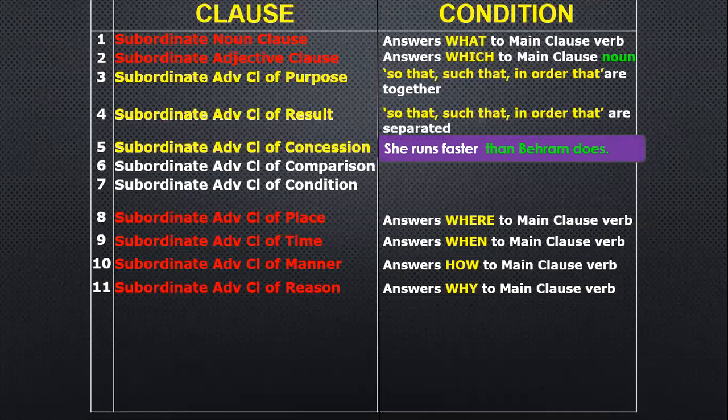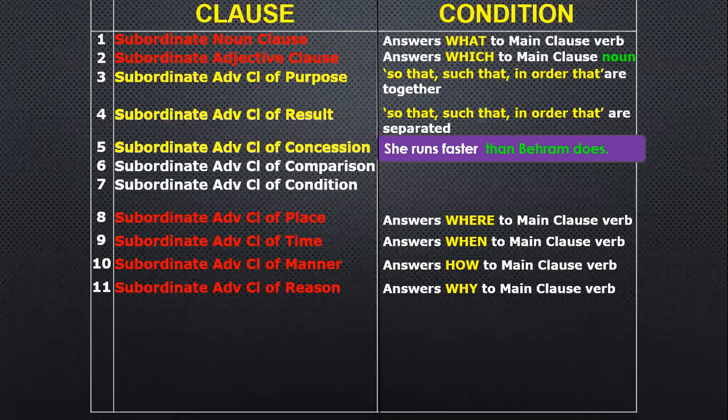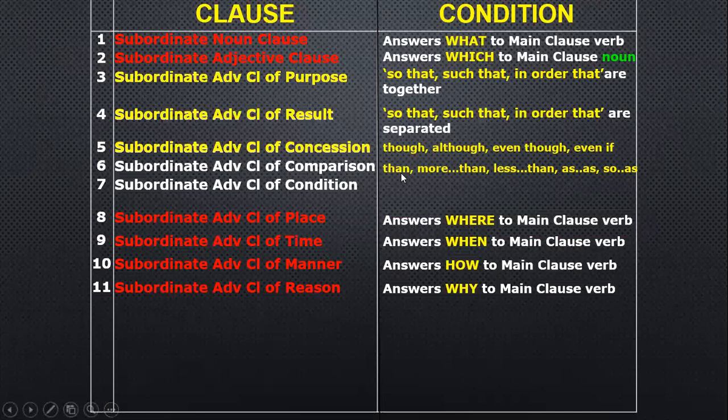She runs faster than Behram does. My goodness, don't you think we have a comparison? A comparative degree is used here, faster than. Although than is working as a conjunction here, we are comparing the girl with Behram, isn't it? So in this case, we are going to highlight the conjunction. That is what we have done here. That is, than Behram does is a subordinate clause. But which role does it play here? So it is playing the role of comparing two things. Hence, it is subordinate adverb clause of comparison. So these are a few words which you can use when it comes to adverb clause of comparison. That is than, more than, less than, as and as, so as.